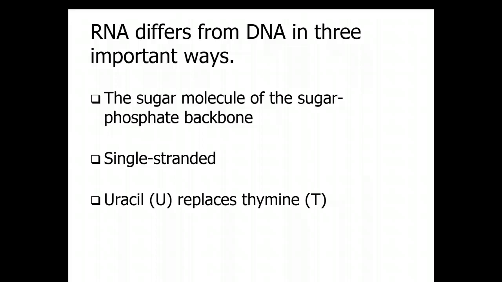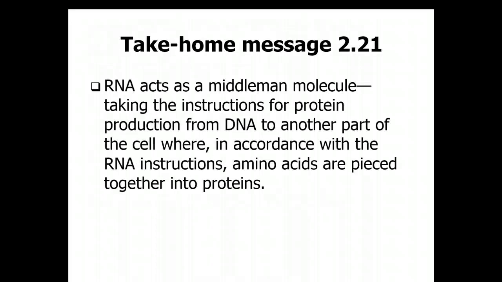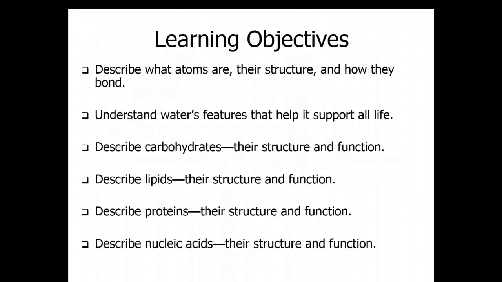RNA differs from DNA in 3 important ways. The sugar molecule of the sugar phosphate backbone is not a deoxy, it contains that extra oxygen. It's single-stranded, in other words, it doesn't have 2 backbones, only has 1, and then uracil replaces thymine. If you can remember those differences, that would be wonderful. RNA acts as a middleman molecule, taking instructions for protein production from DNA to another part of the cell, where, in accordance with the RNA instructions, amino acids are pieced together into proteins. And that is the important aspect.